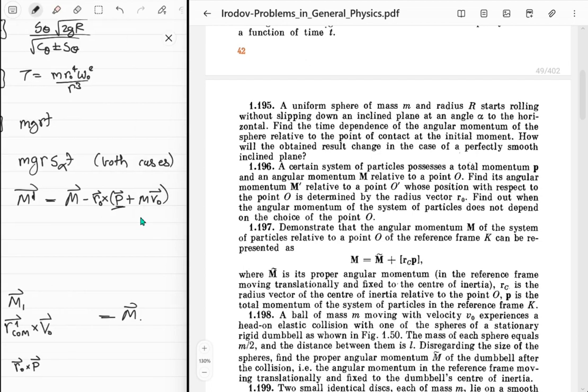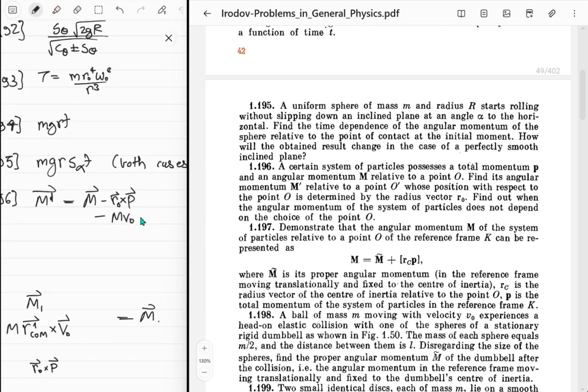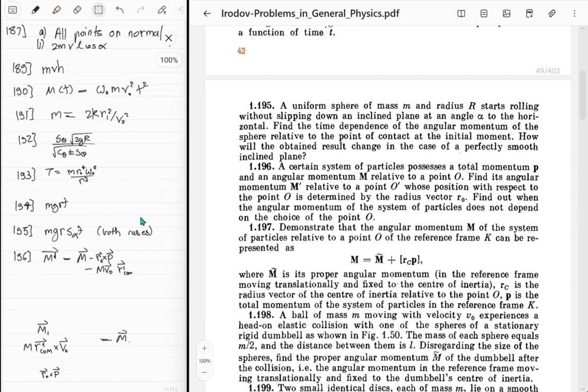Oh, sorry, it's not r naught. What am I doing? So you got p vector. That's why this was looking weird. And minus m v naught vector, and then you got r dash vector. Yep, this is the answer. So that's nice. And now for the second part, when is this independent of r naught vector?